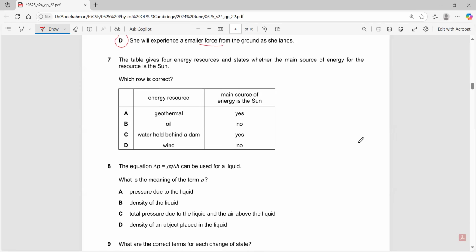The table gives four energy resources and states whether the main source of energy for the resource is the sun. Which row is correct? Geothermal, the main source is the sun. No. Oil, it is the sun, so this is wrong. Water behind the dam, the main source is the sun. Yes, due to the water cycle, the evaporation, whatnot. Wind, it does depend on the sun.